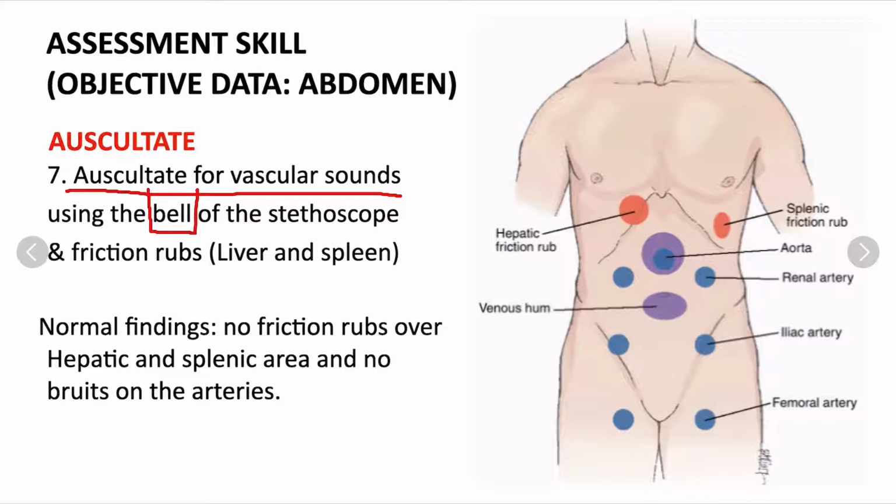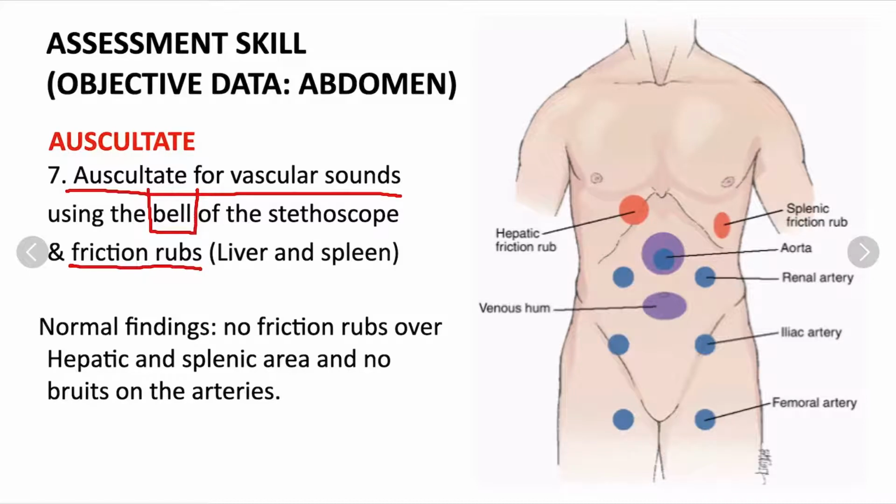I haven't emphasized this previously, but if you're going to just auscultate for bowel sounds, you use the diaphragm or the large portion of your stethoscope. And when you're going to auscultate for vascular sounds, you use the bell of the stethoscope or the back part of the stethoscope. So first, we auscultate for vascular sounds and then friction rubs.